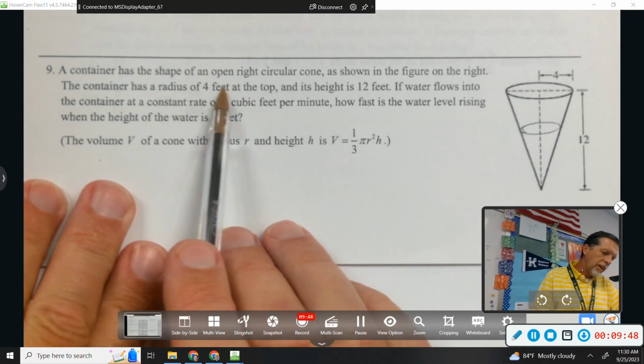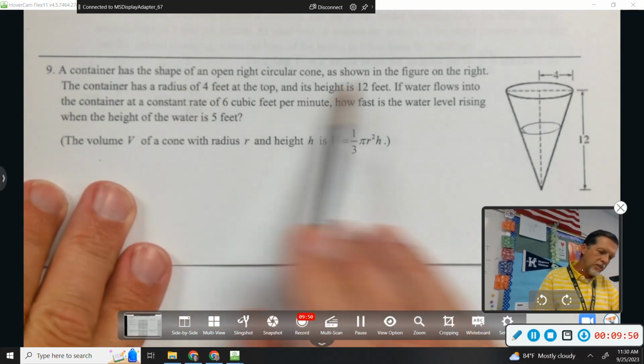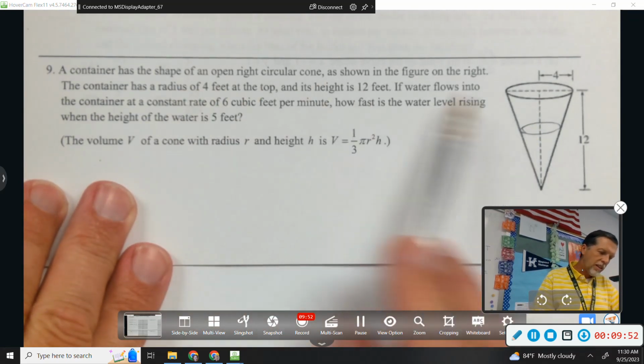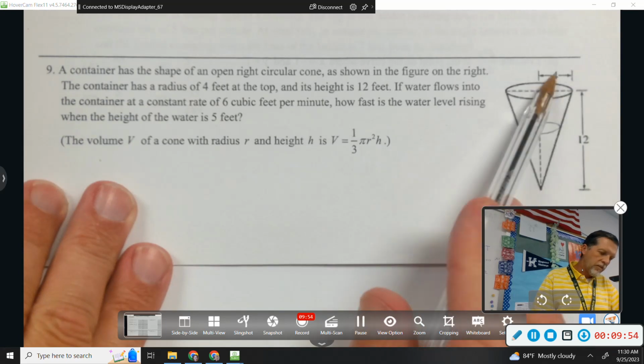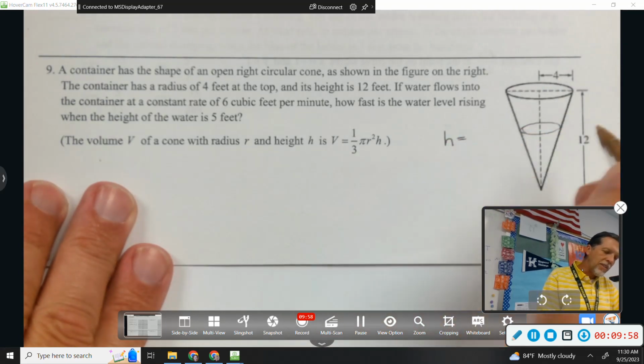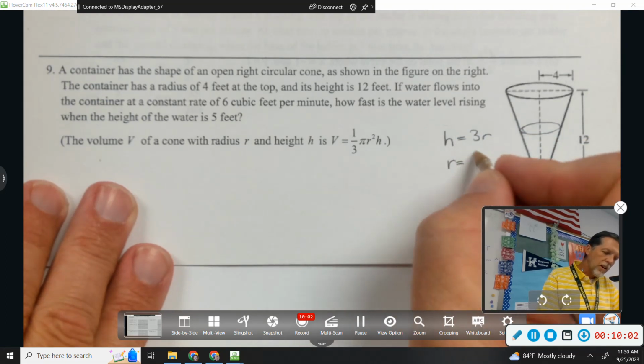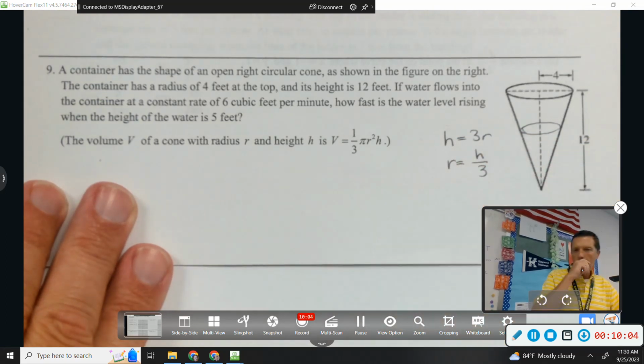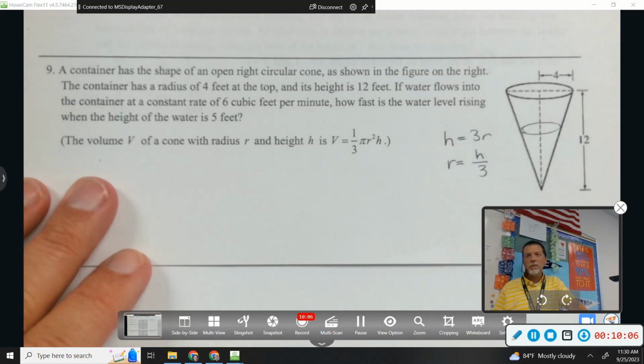A container has the shape of an open right circular cone. Got it? In the figure on the right, radius of 4, height of 12. So already I'm thinking ahead. That means h is 3 times r, or r is h over 3. I'll probably need one of those.